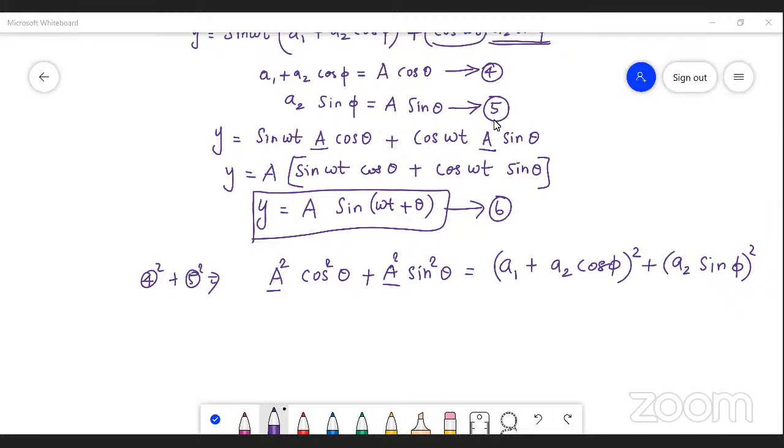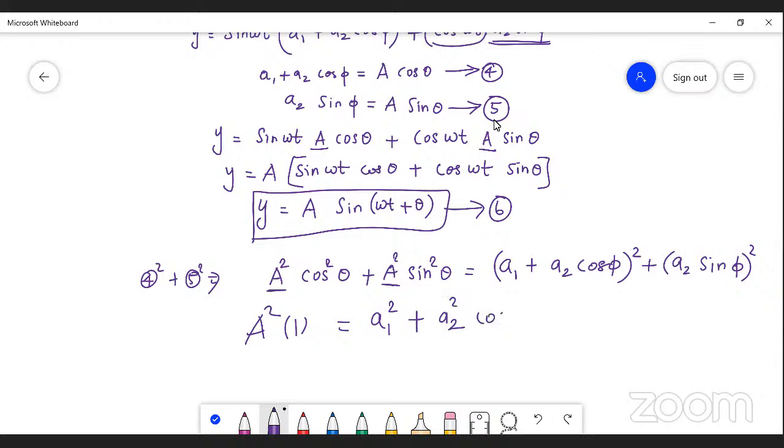A1 square cos square theta plus A1 square sin square theta. So A1 square is the common factor: A1 square times cos square theta plus sin square theta, which is equal to 1. So I want to take A square is equal to (A1 plus A2 cos phi) whole square plus (A2 sin phi) whole square. What is the formula? A square plus B square.